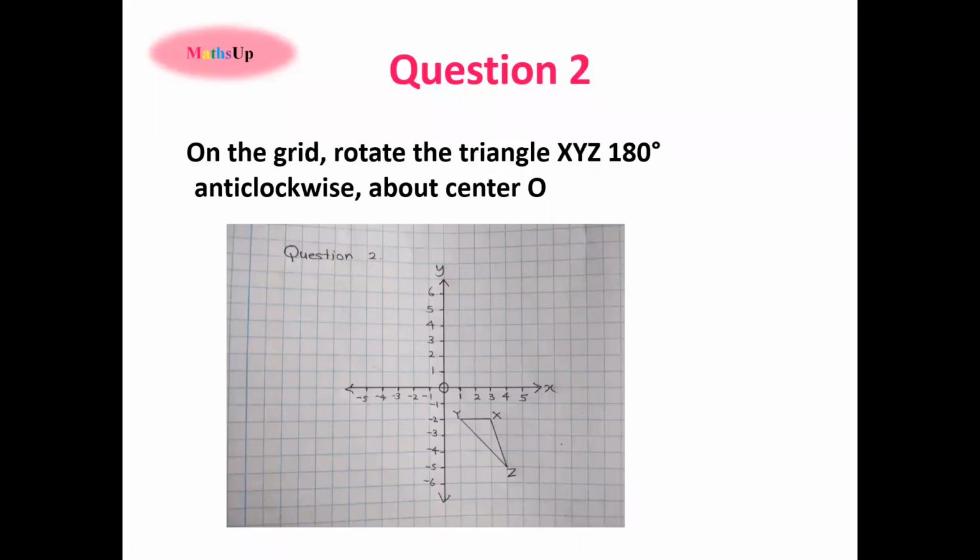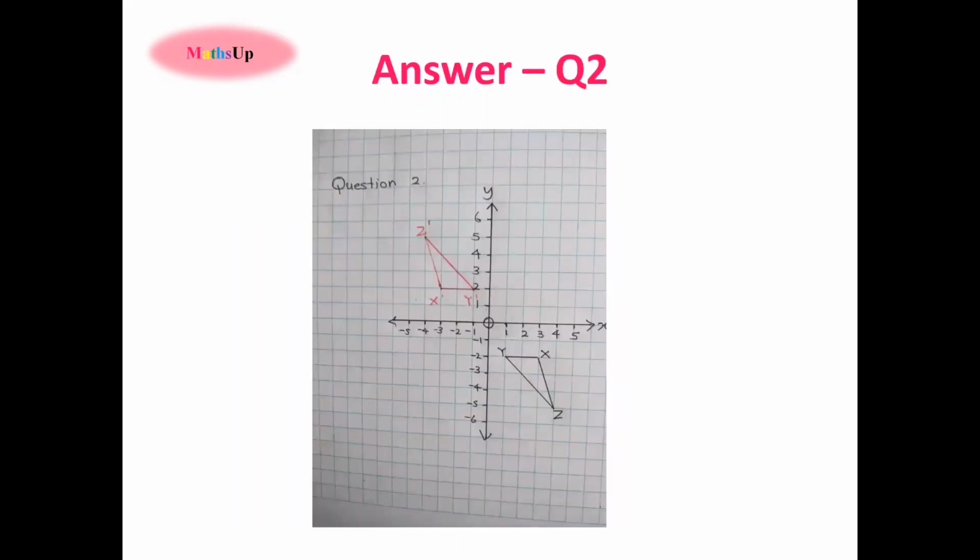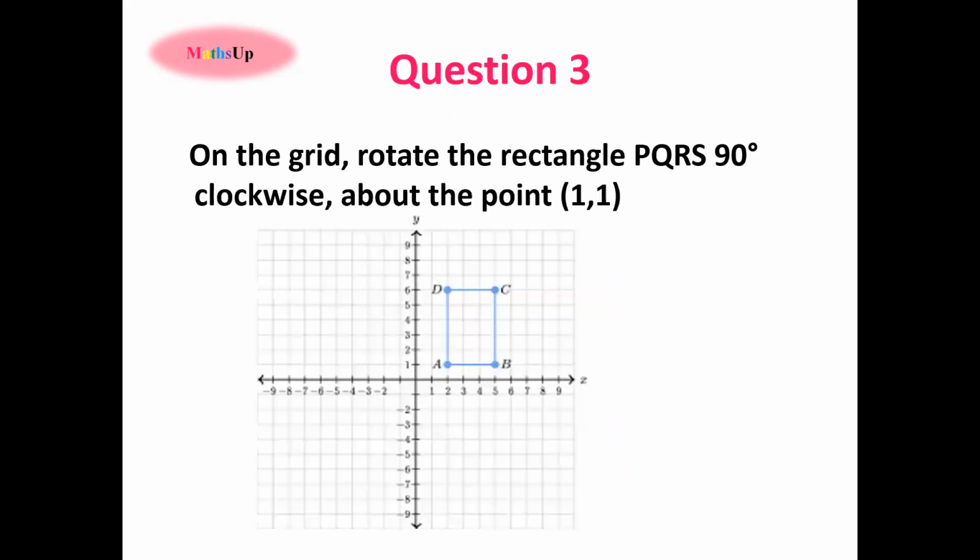So this is the question that we did now. I'll repeat the question again. On the grid, rotate the triangle XYZ 180 degrees anti-clockwise about center O. Once you did the rotation, this is the answer you got. Now we'll move to the third question.